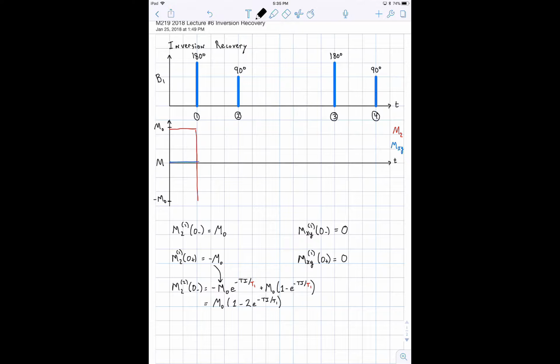We need to keep track of what happens to our MXY magnetization. So we have our MXY magnetization. We're going up to event 2, so headed towards event 2, but immediately before it, how much transverse magnetization do I have? Still none, right? I didn't have any, and nothing just decayed, so to speak.